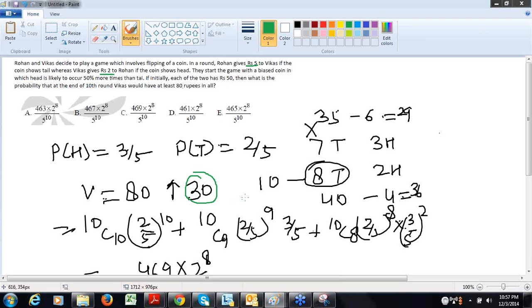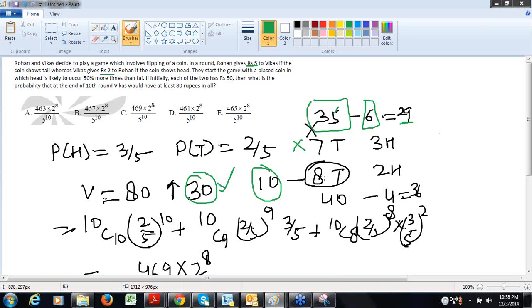Okay, so out of this 10 times, let's say he gets 7 tails. If he gets 7 tails, that means he will gain how much? 35 rupees. If he gets 7 tails and 3 heads, he will lose 6 rupees. So maximum he can get with 7 tails is 29, but he has to gain at least 30 rupees. So this option cannot be possible. So tail has to be increased.